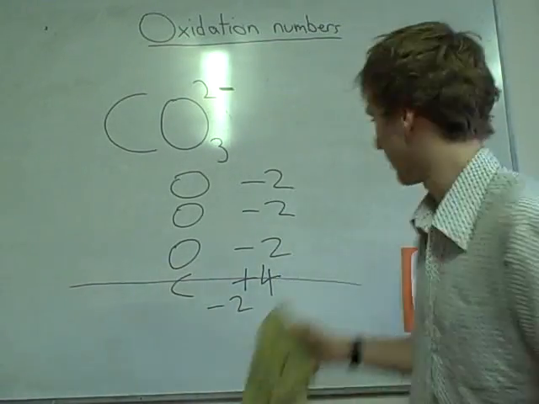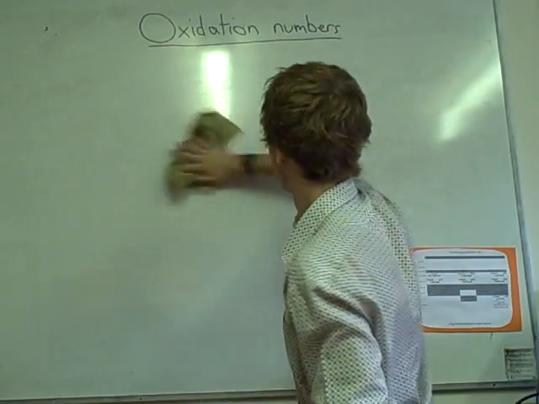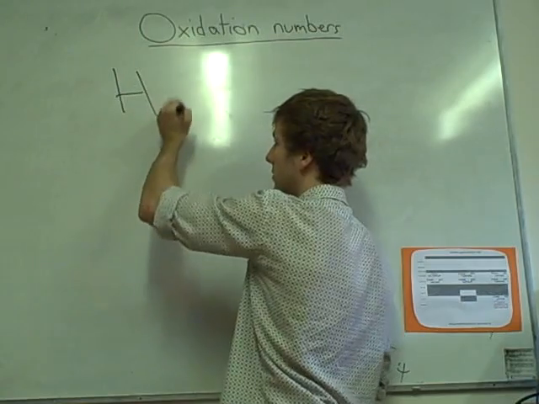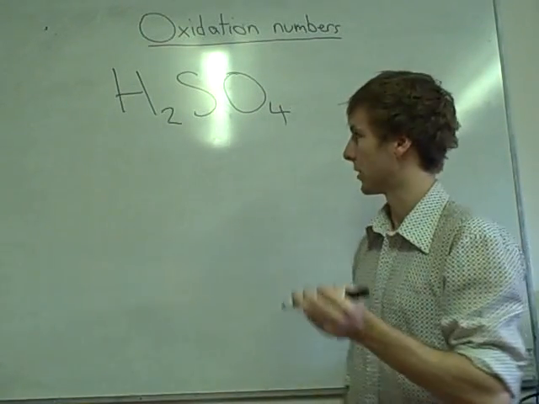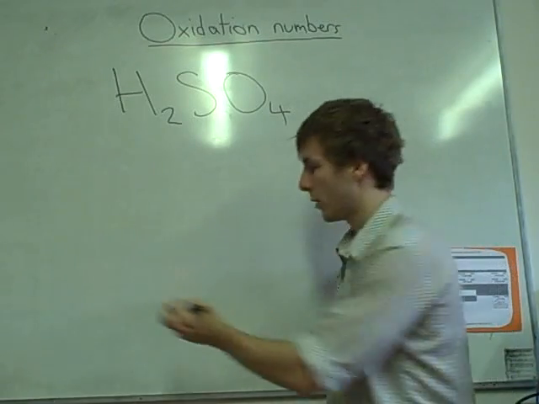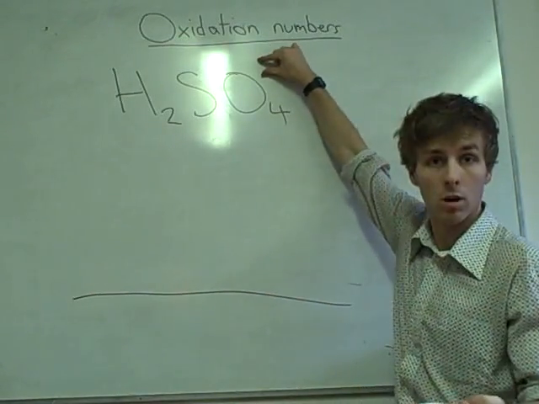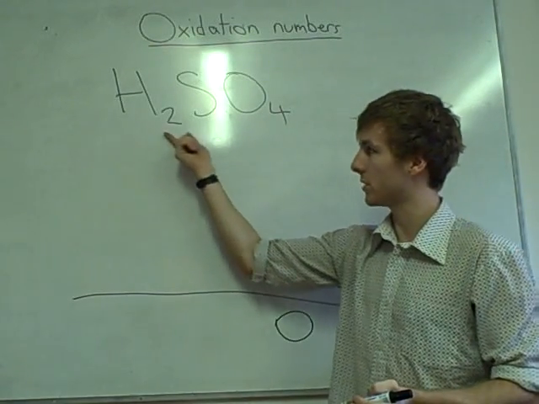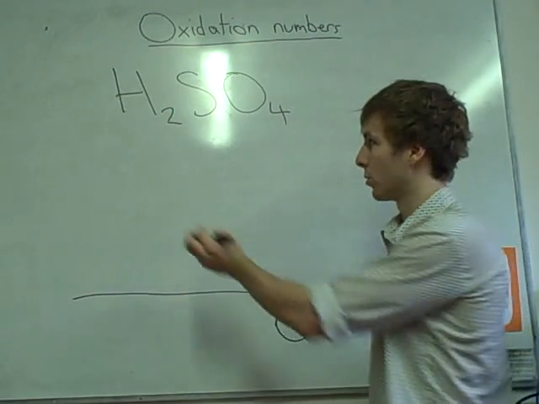Okay, I'll go for another example. How about H2SO4? That's big enough so you can see. Now again, all I do is I look at my overall charge. My overall charge is 0, it doesn't have a charge. So I have to try and make all of these oxidation numbers add up to 0. So I go for my 5 simple rules.